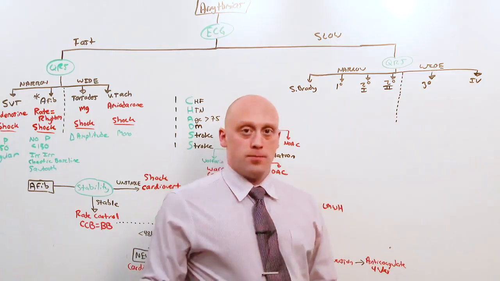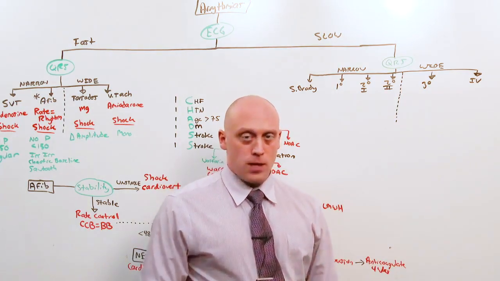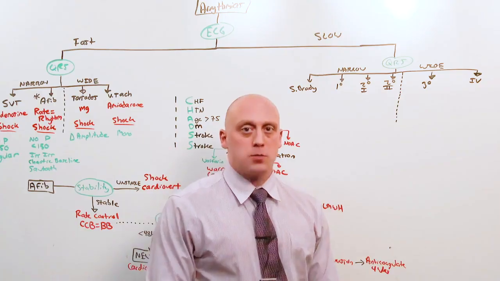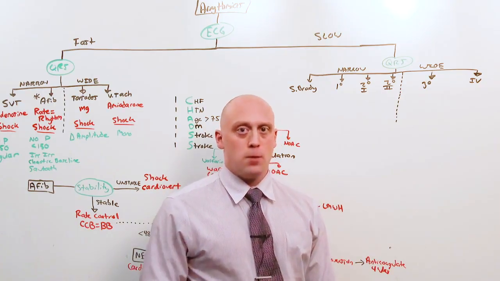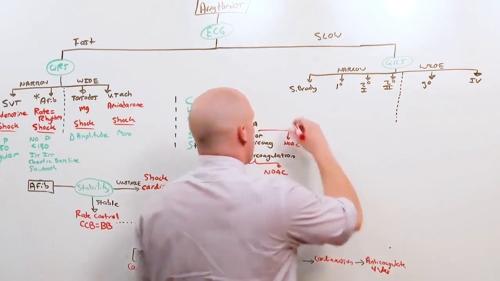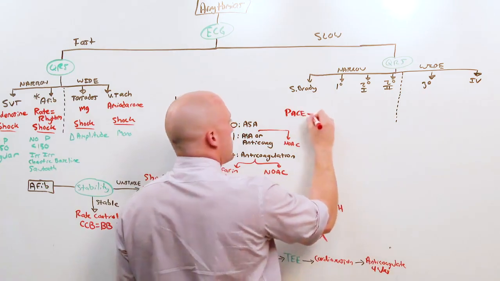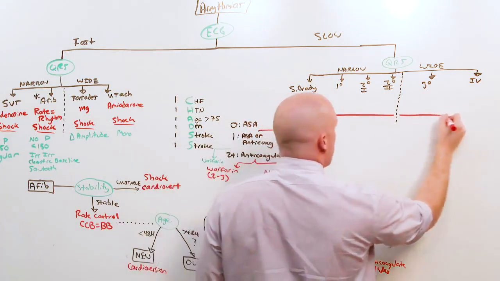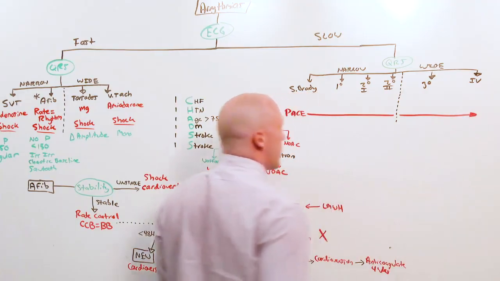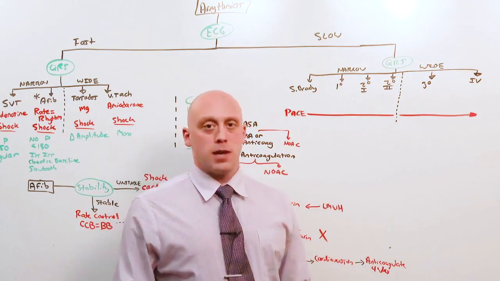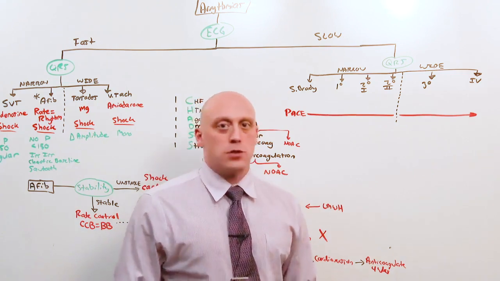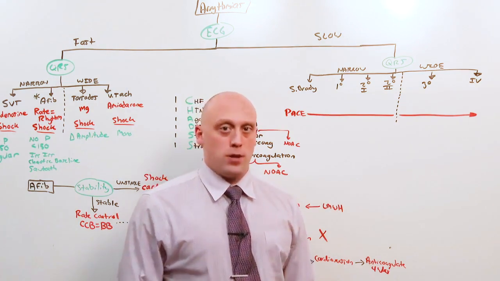For any slow rhythm at all, if they are unstable as a product of the slow rhythm, pace them. And whether that means transcutaneous, transvenous, or they put in a permanent pacer, it doesn't matter. Every slow rhythm can be paced, if it's too slow, or if they're hemodynamically unstable.